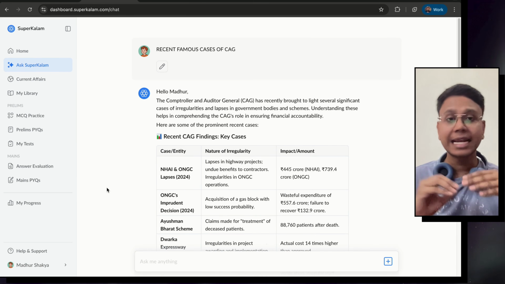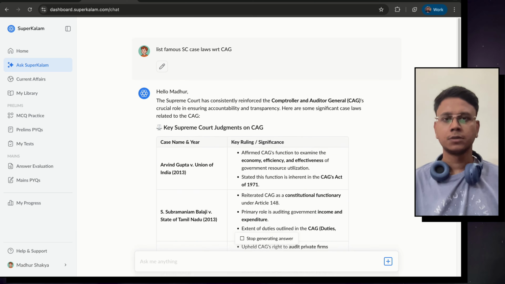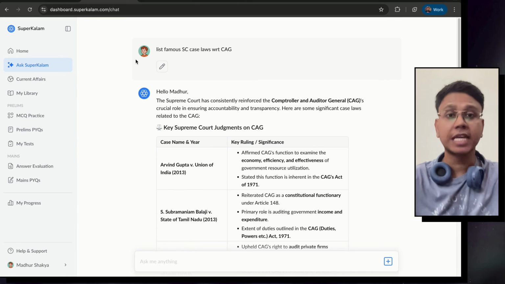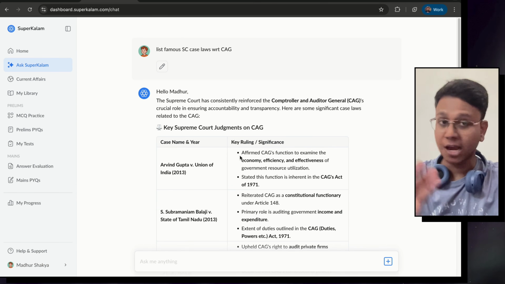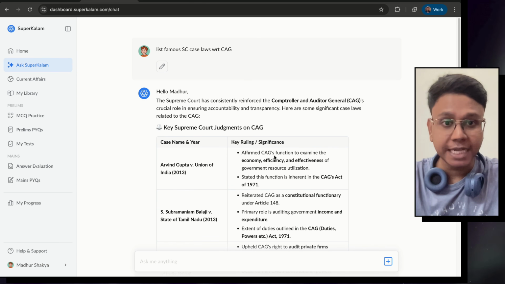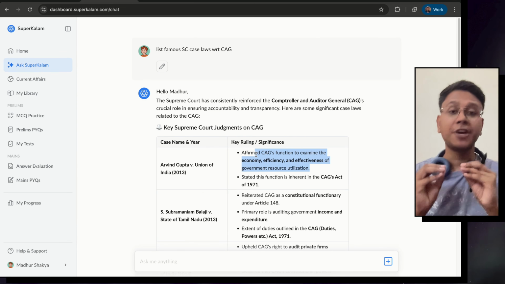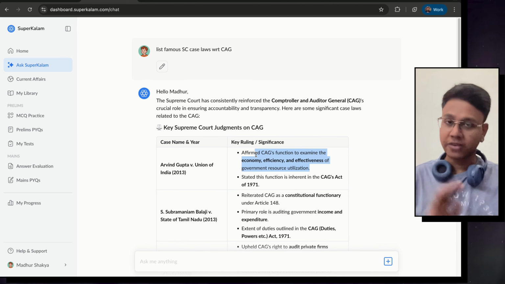And ultimately at the end, in CAG, maybe some case law you can write with respect to CAG. Let me search that also. Now see, I have written a query, list famous Supreme Court case laws with respect to CAG, and it has given me one case, Arvind Gupta versus Union of India. Now what does that case say? I also was not aware of this case. It affirmed CAG's function to examine economy, efficiency, effectiveness of government resources. Now this will be a very impressive conclusion. So from now itself, write it in your notes, that you can write at the end.